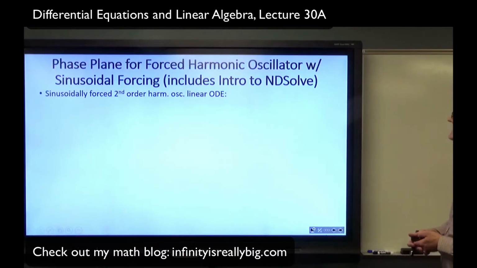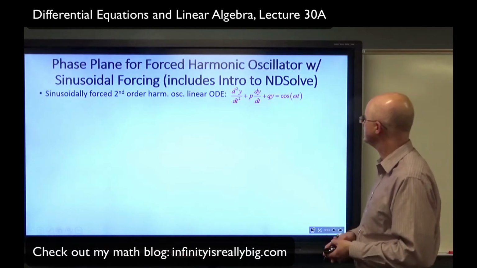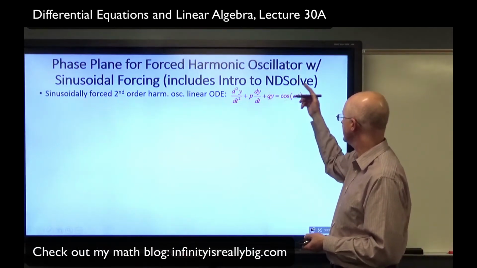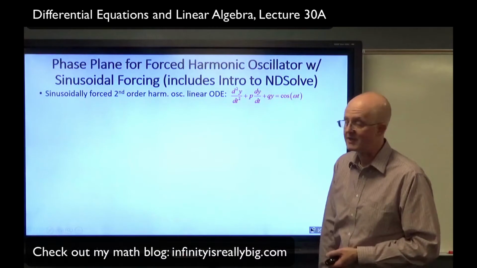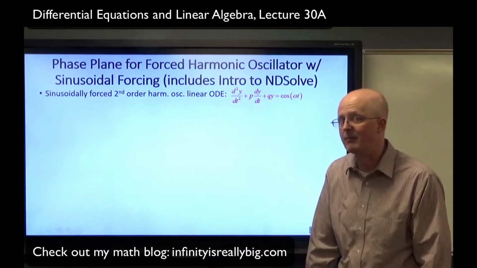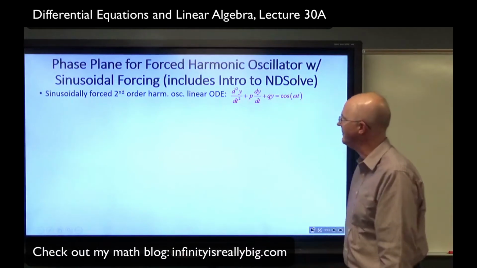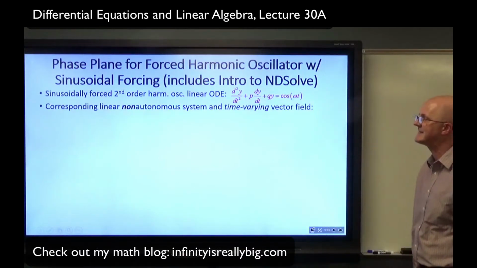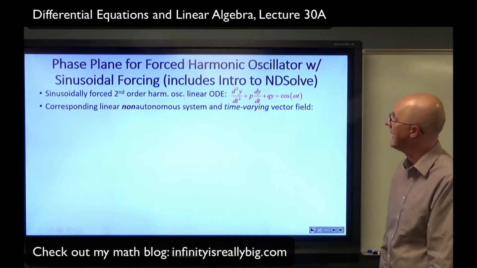So here's our general second-order harmonic oscillator. That's a linear ordinary differential equation. The second derivative of y with respect to time twice, plus p times the first derivative, plus q times the function itself, equals a forcing term. I've been using a cosine of omega t, but we could use a sine of omega t. Let's stay consistent, though.